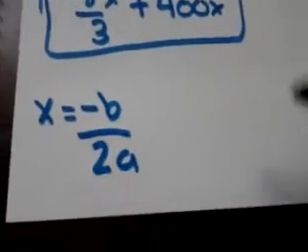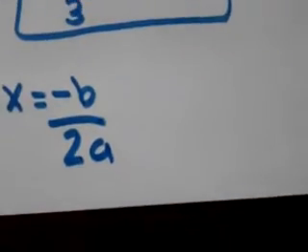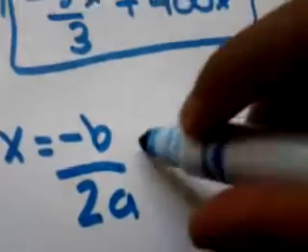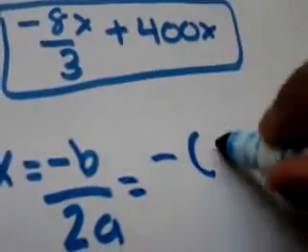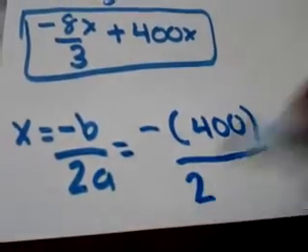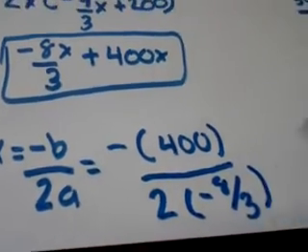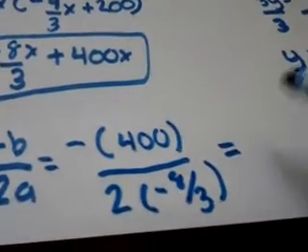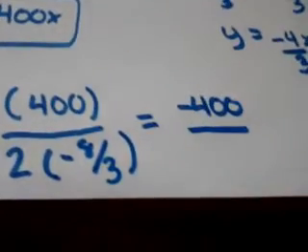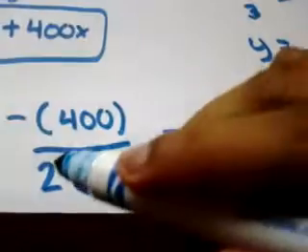Now we will focus on finding our x value. So we're going to be using negative b over 2a. The first thing that we'll have to plug in is 400, so negative 400, and then 2 times negative 8/3, which will give us negative 400 over negative 16/3, 16 because you're distributing the 2.